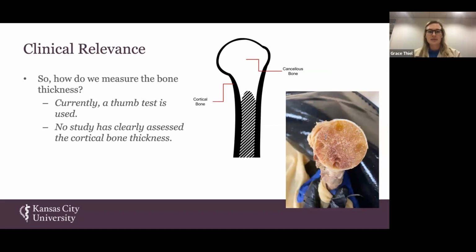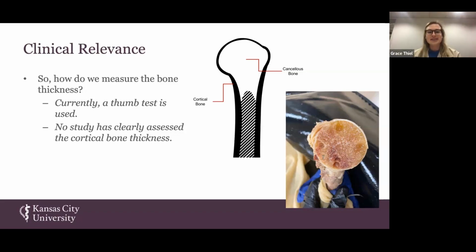So how do we currently measure this thickness? A thumb test is what's used, and it sounds a little bit obscure, but it's basically just the surgeon places their thumb on the cut surface of the proximal humerus. This is an image on the bottom right of your screen from our study methods, showing the cut surface, and the surgeon would just take their thumb and place it in this area here.